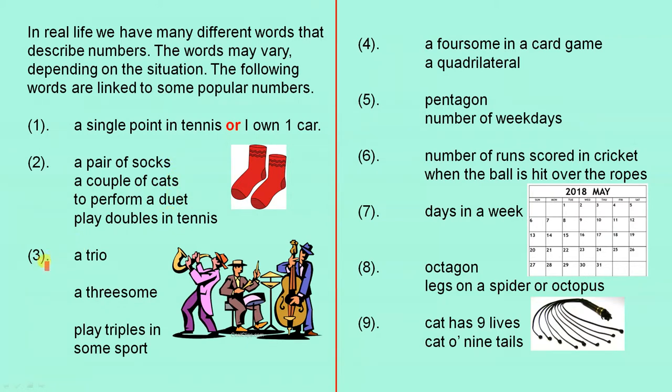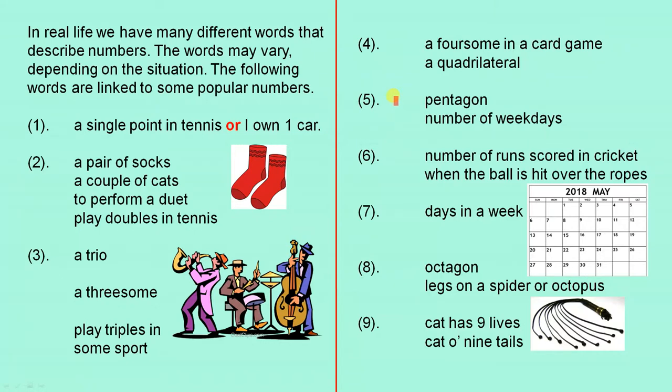The number 3. A trio, that is 3 people. A threesome is the same thing. You play triples in some sports, so all these are referring to the number 3. The number 4. A foursome in a card game. A quadrilateral that has 4 sides.